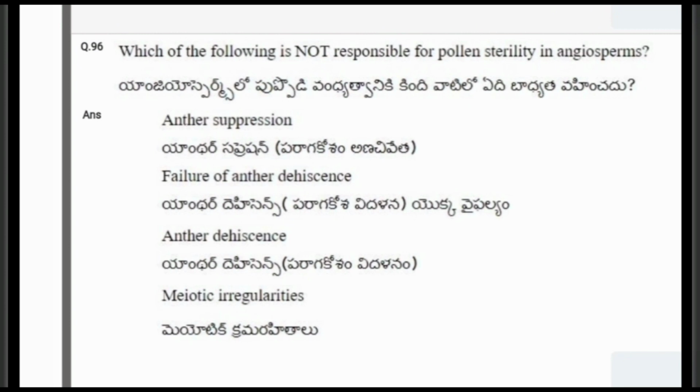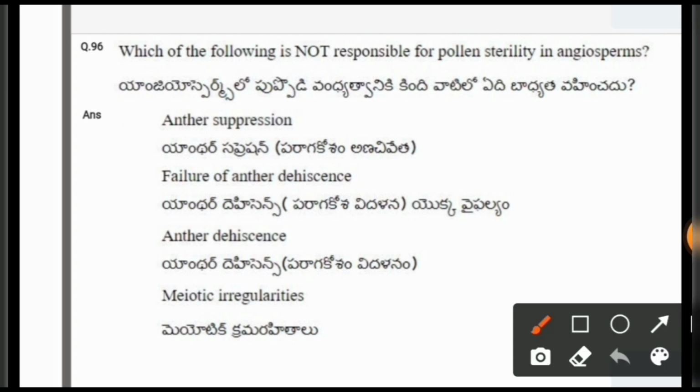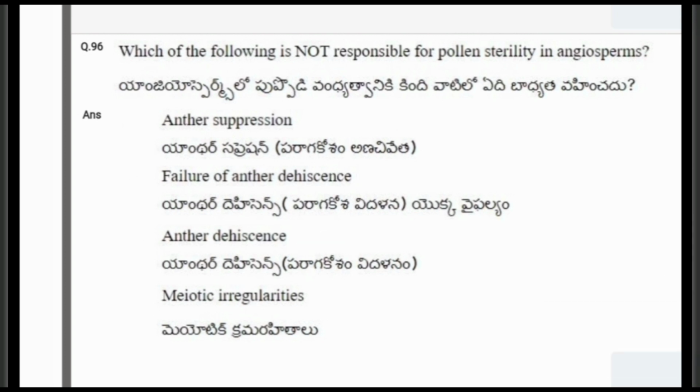Which of the following is not responsible for pollen sterility in angiosperms? The options are anther suppression, failure of anther dehiscence, meiotic irregularities. The correct option is the third one, that is anther dehiscence.